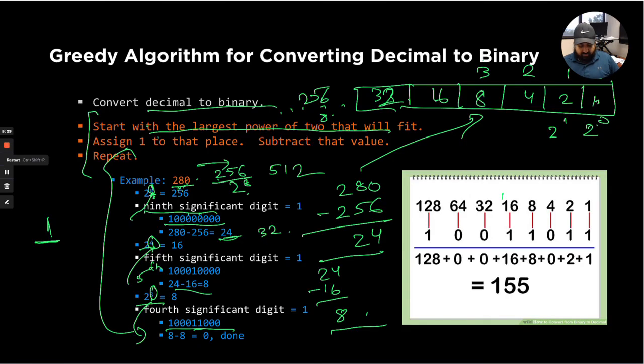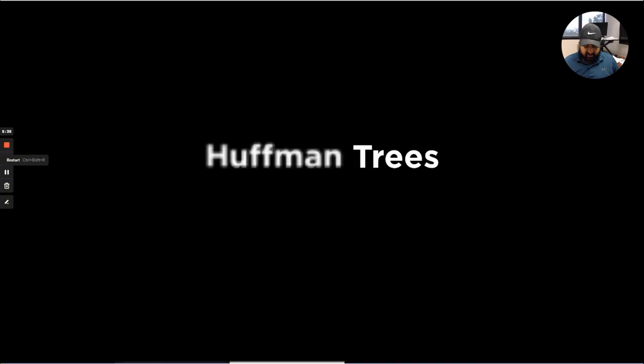So with that, we are going to start discussing the last problem for the greedy algorithmic paradigm, which is the Huffman tree problem. I think I'm going to introduce you to that problem in the next lecture.